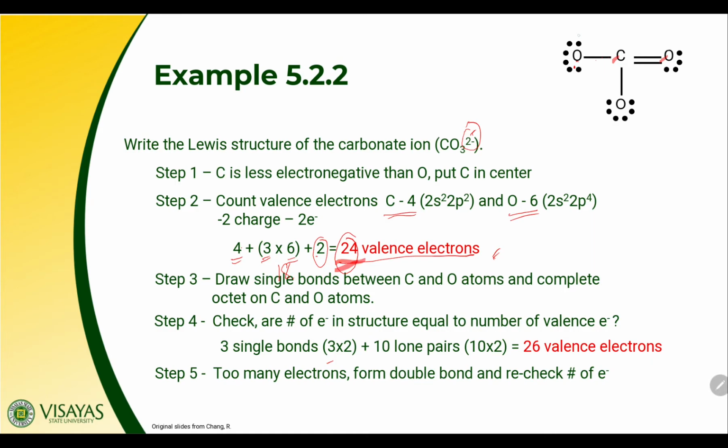So let's count. We have 2, 4, 6, 8, 10, 12, 14, 16, 18, 20, 22, 24. So now we have 24 electrons in our structure, which is the same as our counted valence electrons. That is why this structure is now correct.